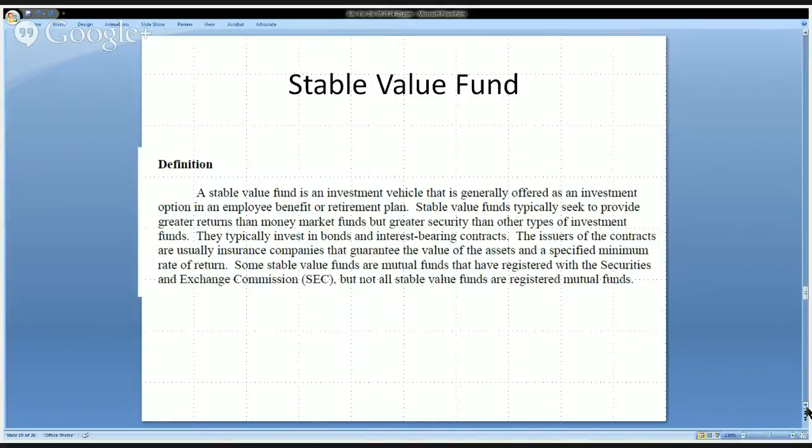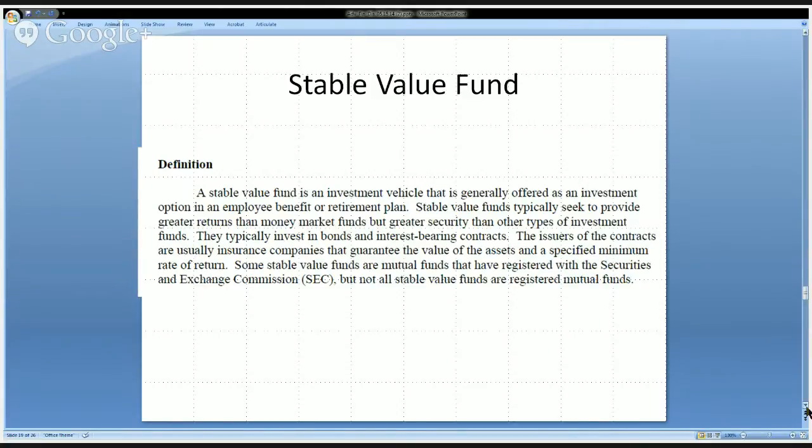So the next one that we're going to talk about is called a stable value fund. A stable value fund is an investment vehicle that's usually offered as an option that people can pick in an employee benefit plan or an employee retirement plan. The purpose of these is they seek to have greater returns than a money market fund, but have greater security than your average mutual fund does in the market.